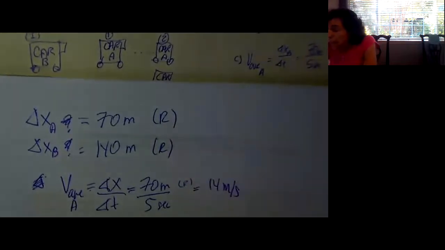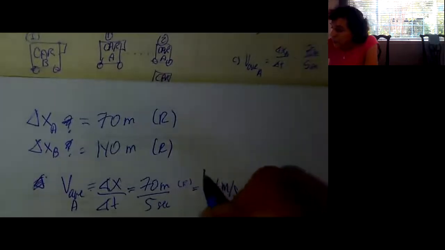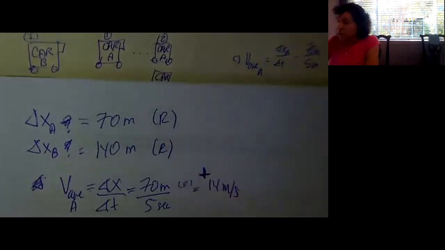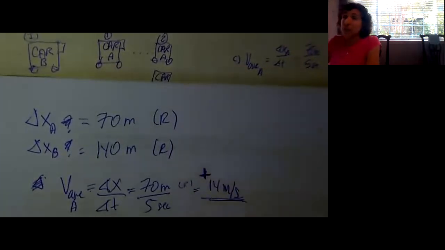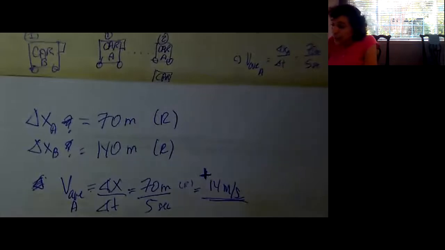Now, we don't have to put to the right. We can also just say positive. Why? Because the convention is that positive is to the right and negative is to the left. Okay, so that's the car A.